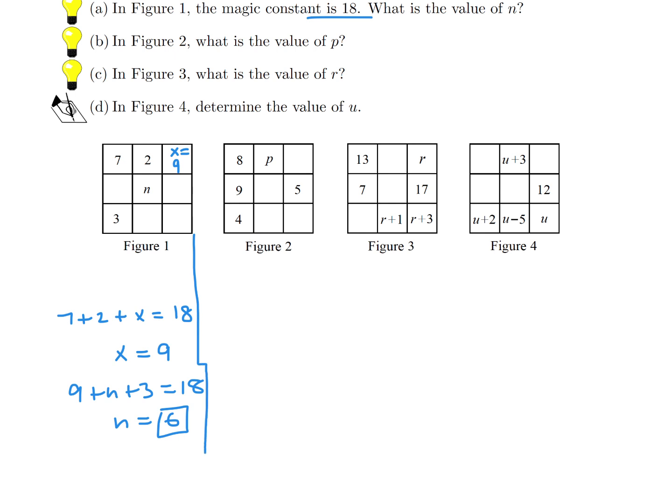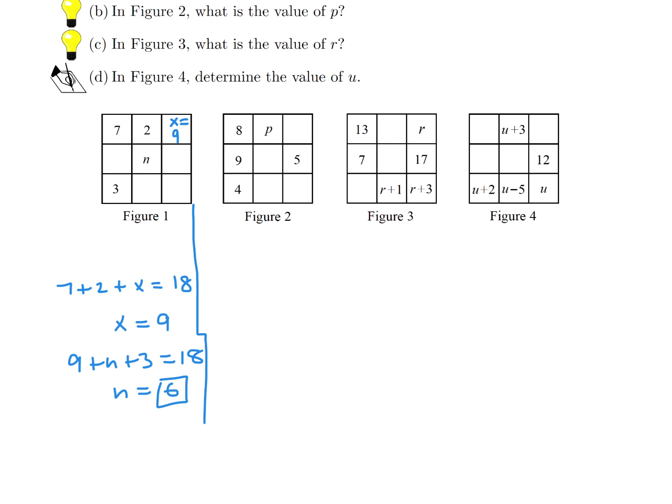Figure 2. What is the value of p? Okay, so same kind of story. You just have to fiddle around with this and see what we get. Where do I want to start here? Well, 8 plus 9 plus 4 would give me the magic constant, right? So that's probably a good place to start. 8 plus 9 plus 4 is 21. So the magic constant is 21.